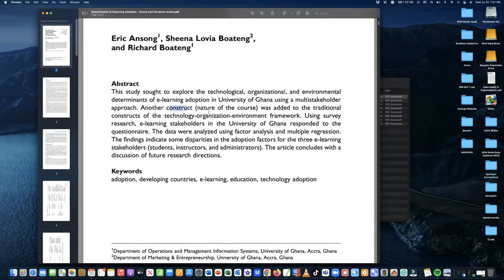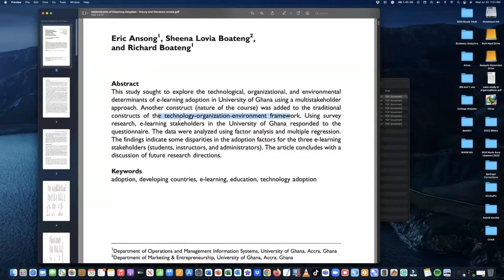So I've got technology, organization, and environment. This is a framework that helps you to explore the factors that influence adoption of a technology. You can call this an interactionist framework. Interactionist frameworks are the ones that take a comprehensive set of variables together to be able to examine a phenomenon.